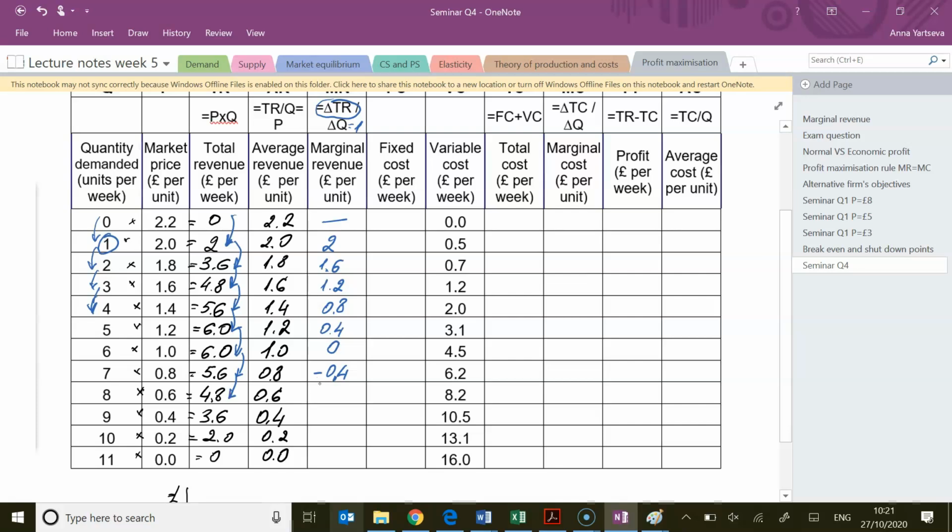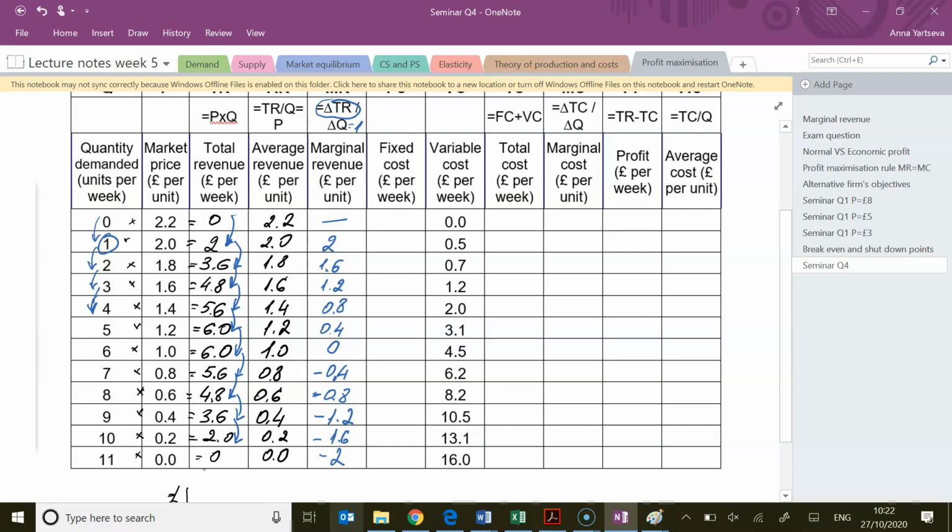Next, we keep increasing output and our revenue keeps going down. So it was 0.4, now it's 0.8 with a negative sign. We've reduced our revenue. Then it's minus 1.2, this difference. Next, minus 1.6, and eventually we lose all £2. So marginal revenue simply shows us the difference in total revenue numbers. It shows us how much total revenue changes when we jump to the next production level.